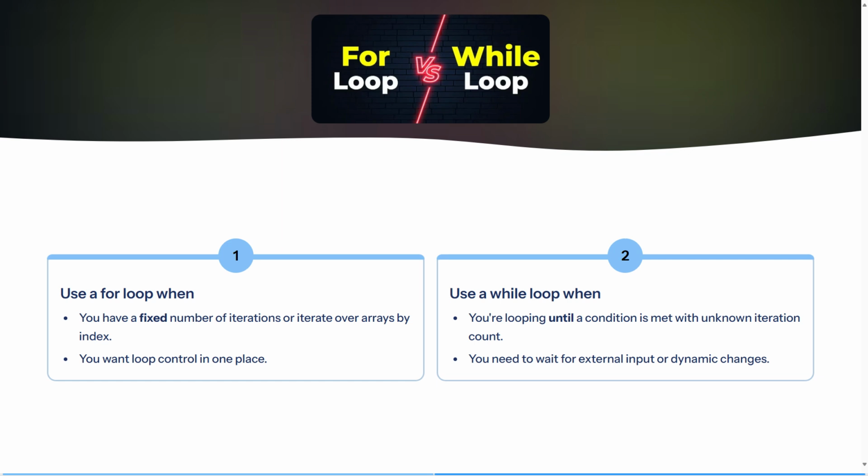Use a for loop when you have a fixed number of iterations or are iterating over a range or an array by index. You want your loop control all in one place. Use a while loop when you're looping until a condition is met and you can't statically determine the count. You need to wait for external input or dynamic state changes. Example: while user hasn't typed exit.